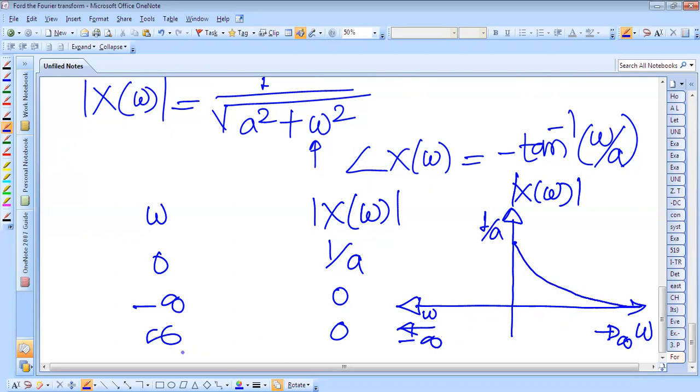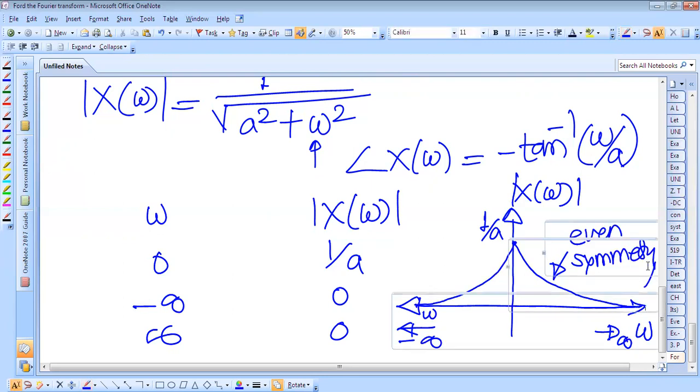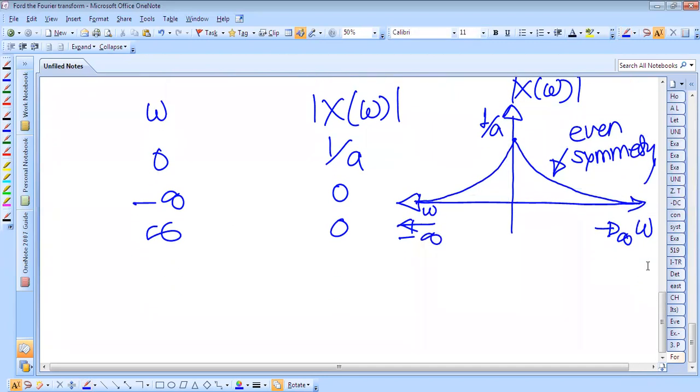At plus infinity, we'll get the magnitude like this. At negative, we'll get like this. So this is the even symmetry. This is also called the magnitude plot.